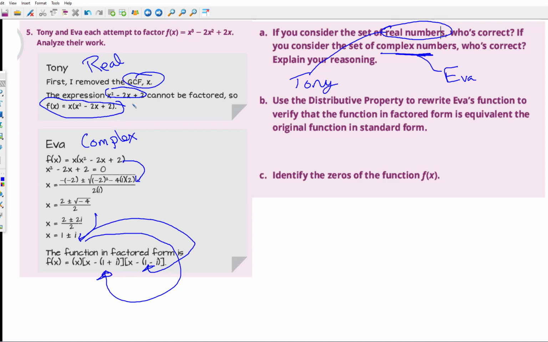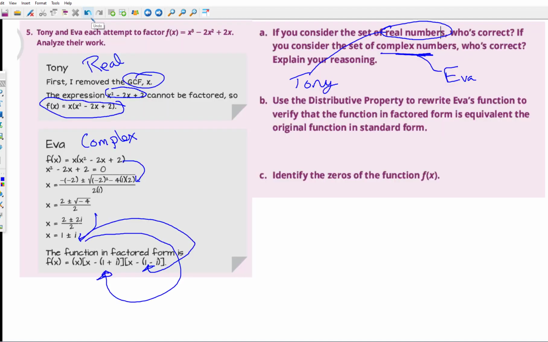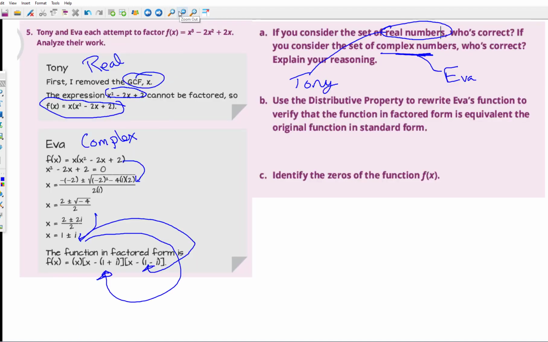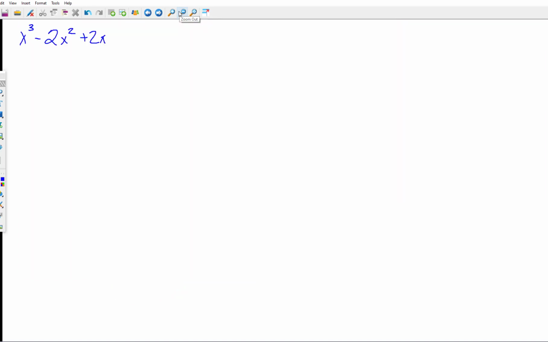So let's go ahead and I want to show you how Eva got hers because it's going to be good to go back over how you use the quadratic formula. And so we started off with x cubed minus 2x squared plus 2. Is that correct? Or plus 2x? Is that correct where we started? Okay. So they both realize they can factor out an x. Gives you x squared minus 2x plus 2.